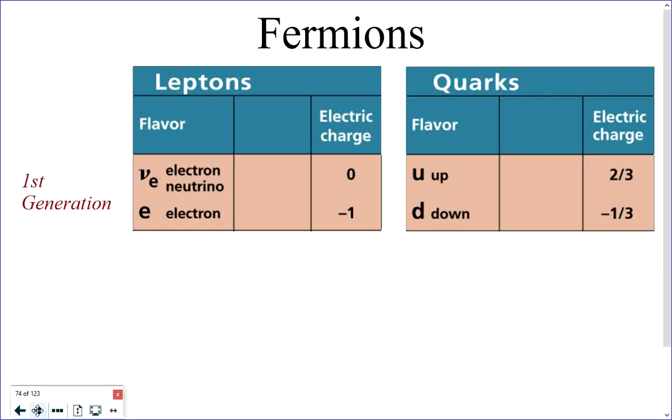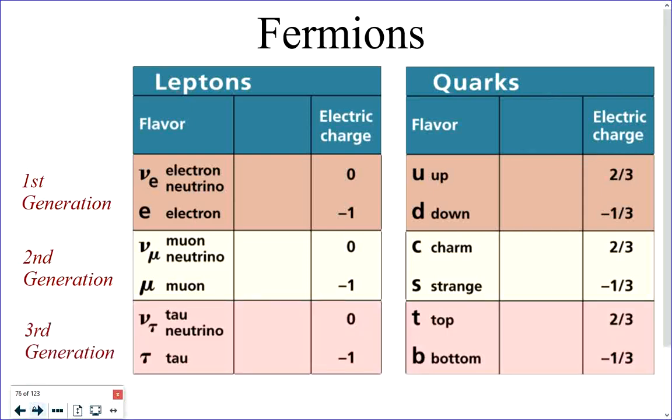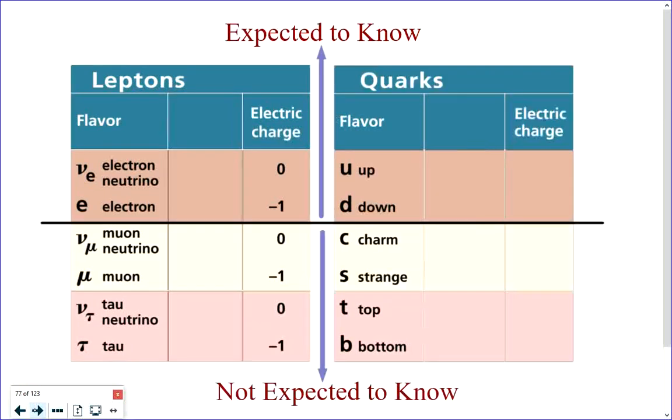There's a second generation of fermions. There's a muon particle, which is a lepton, and its muon neutrino. That's the second generation of leptons. And then the tau and the tau neutrino. And then we have these other quarks, charm and strange, top and bottom. You were expected to know properties of the first generation, but not of the second or third generation.